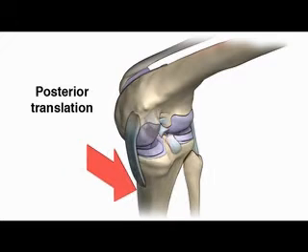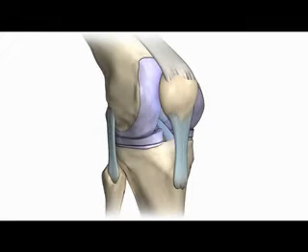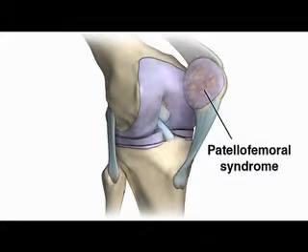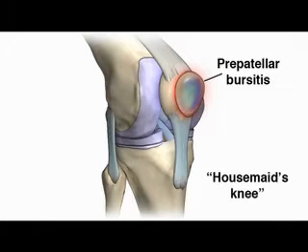The posterior translation of the tibia in relation to the femur can injure the posterior cruciate ligament, as might occur in a motor vehicle accident when the dashboard pushes the tibia posteriorly. Overuse injuries are often manifested as pain in the structure subject to repetitive stress. Examples include patellar tendinitis or jumper's knee from repetitive jumping, patellofemoral syndrome from repetitive flexion, and pre-patellar bursitis or housemaid's knee from repetitive kneeling.